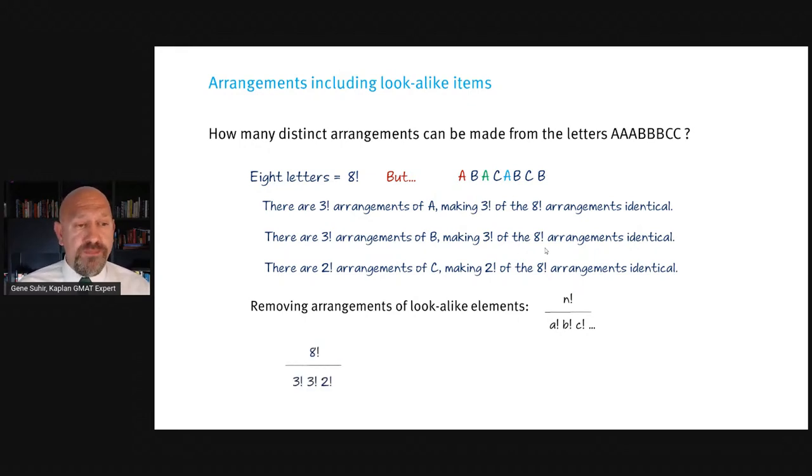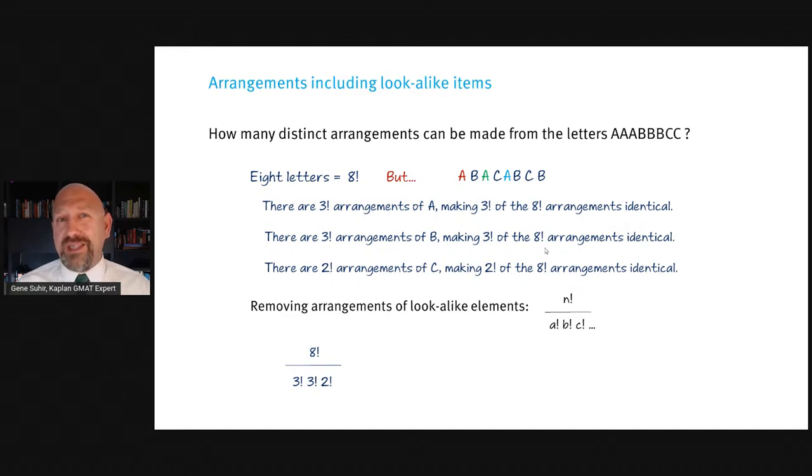The way that would look here is our 8 factorial, then divide out 3 factorial, 3 factorial, 2 factorial, just as McCool and Naved said down below. Now, I'm gonna write out the whole next step for the first couple of problems in this lesson, just for the sake of being thorough.